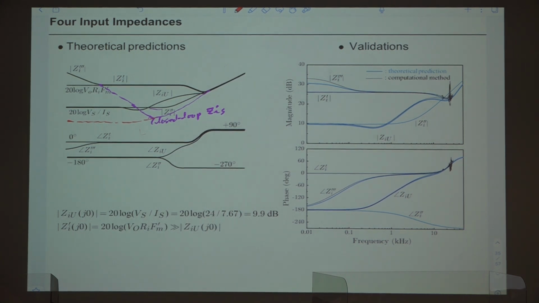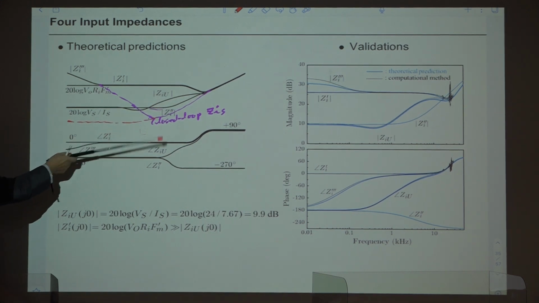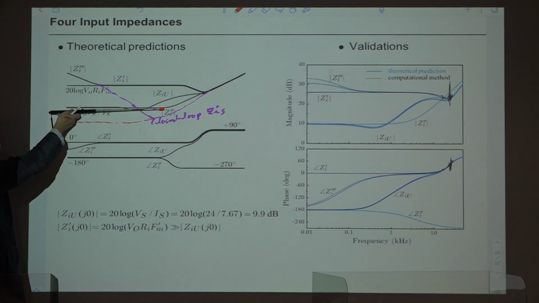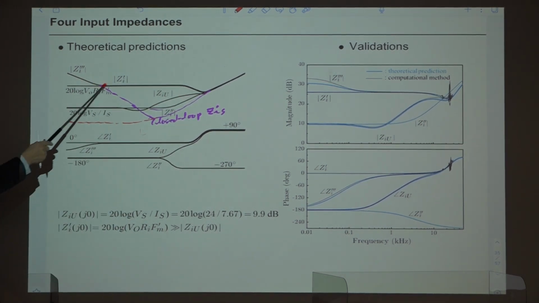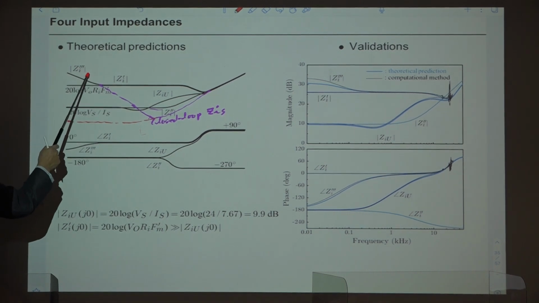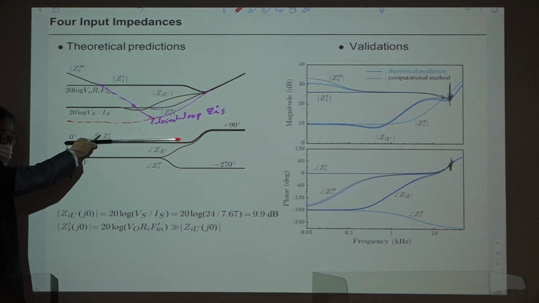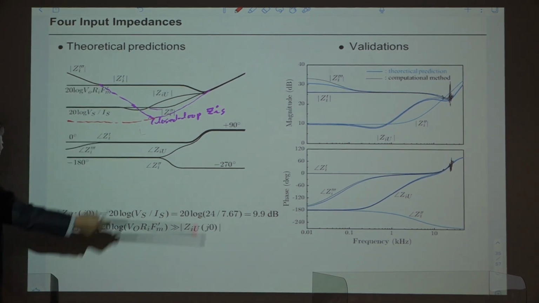And let's take a look at the phase characteristics for these two, GIU and GI prime. At low frequencies, it has a minus 180 degree phase characteristic, so it behaves as a negative incremental resistance at these low frequencies. But if you take a look at these open loop impedances, the phase is around 0 degrees, so it behaves as a regular resistance.